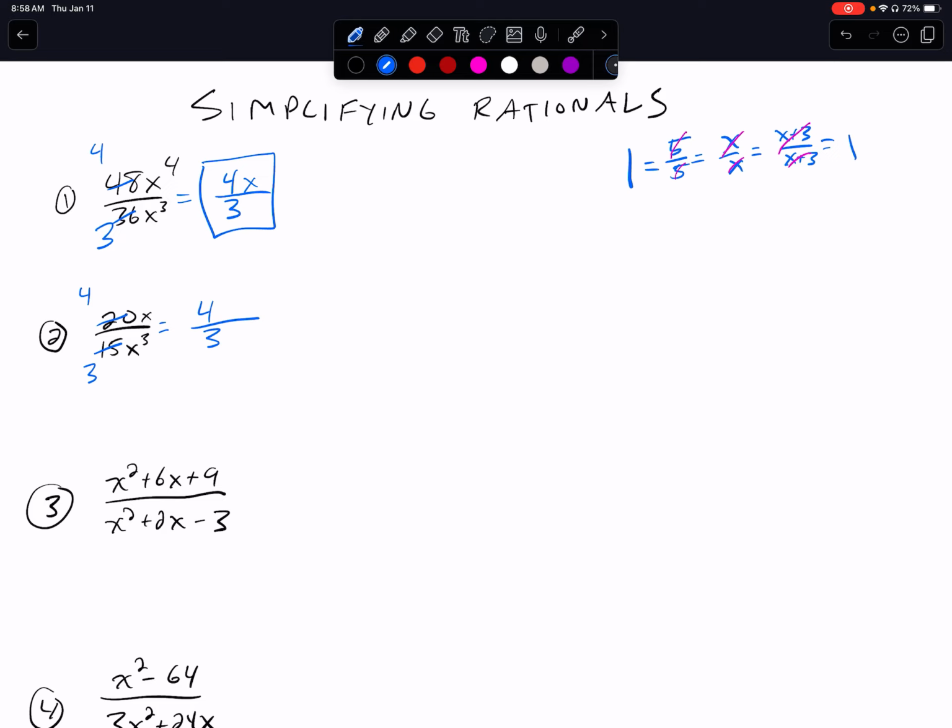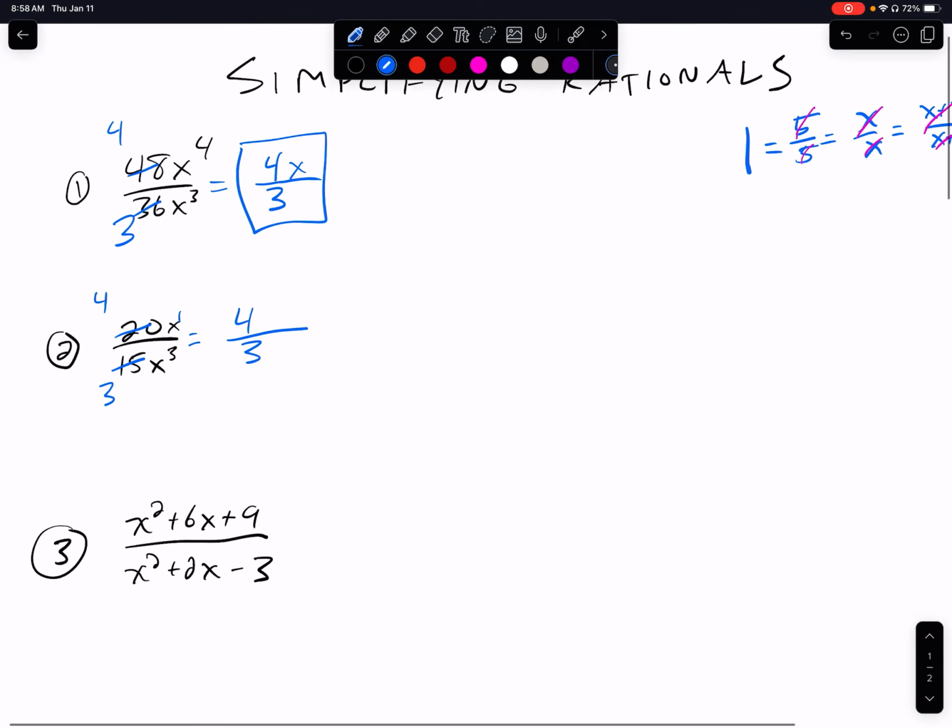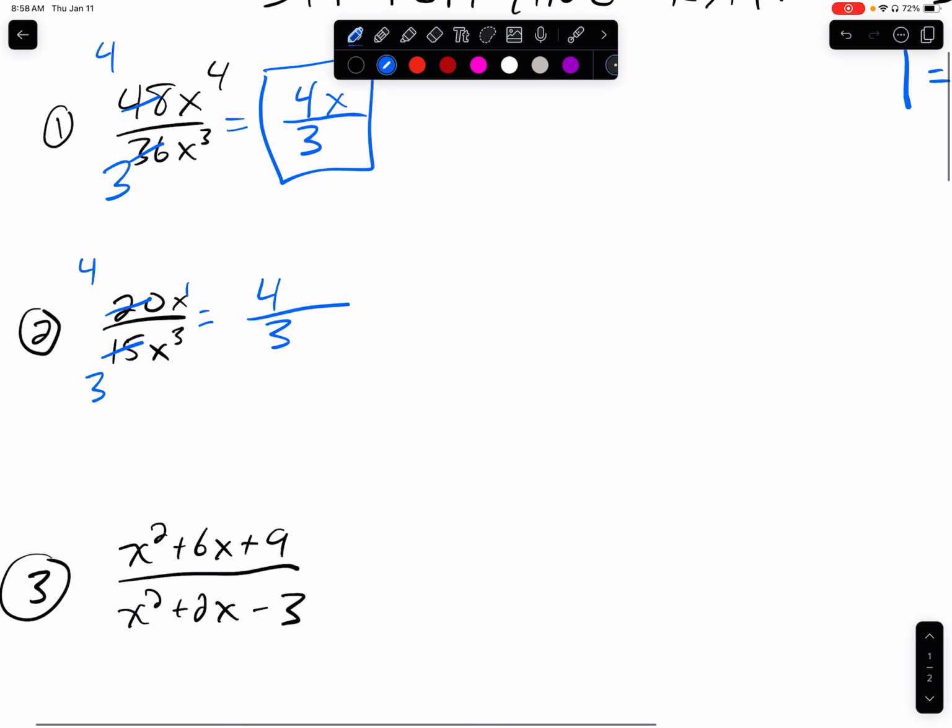And now I'm looking at the variables. Remember, x to the 1st here. So I've got 1 minus 3 is negative 2. So I've got x squared on the bottom of our fraction. Or you can also think about, look, if I cross off 1x here, I'm crossing off 1x here, so that leaves me with x squared on the bottom. That's another way to think about it as well, too.